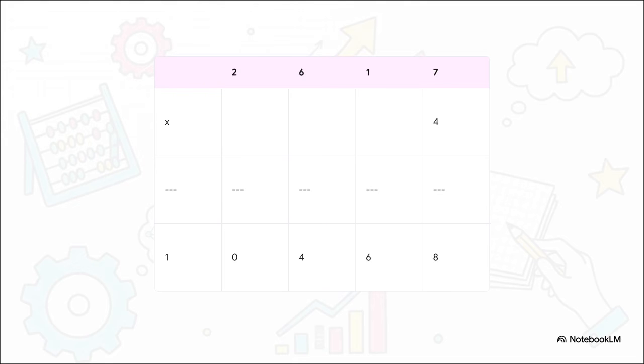Third step, 4 times 6 is 24, so the 4 goes down and we carry the 2. And for our very last step, 4 times 2 is 8. Add the 2 we carried, which gives us 10. Now, since this is the last step and there's nowhere else to carry to, we can just write the entire 10 in our answer. So our final result is 10,468.